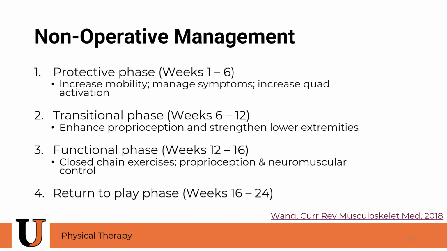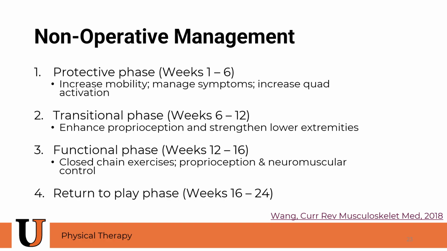Here's a 4-phase program that you can consider implementing into the clinic if you have a patient with a PCL injury. It does a good job for the most part of following the tissue healing principles, so you can feel pretty confident if you use this in the clinic. The first phase is the protective phase, weeks 1 to 6, where you're going to be focusing on increasing mobility, managing symptoms, and increasing quad activation. I would add to that and also say let's focus on hamstring activation, as with PCL injuries you're going to notice a higher level of hamstring weakness as well.